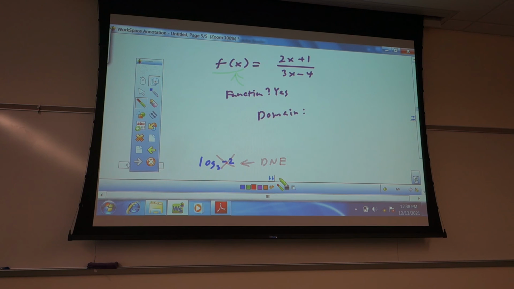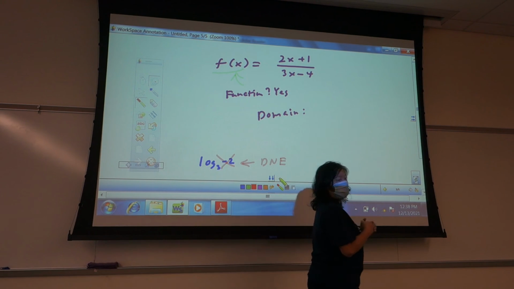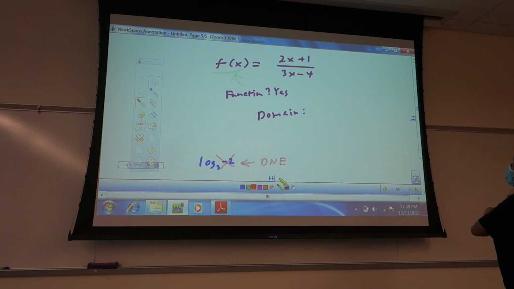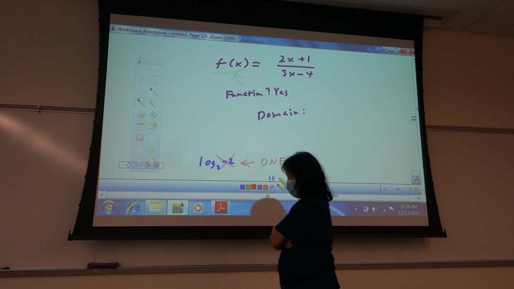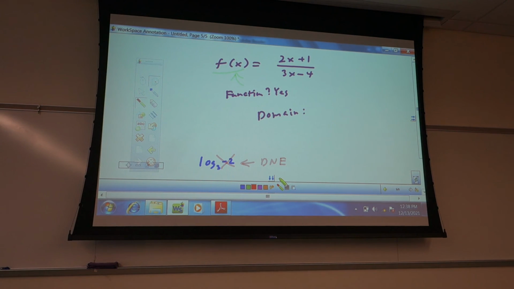So I'm not going to ask you those ones. However, I will expect you to know that you cannot take the square root of a negative number, and you cannot divide by 0. So here, do we have x in a square root? No. Are we dividing by x in some way? Yes. Okay, so make sure that you don't divide by 0. Everyone find that. So 3x minus 4 is not equal to 0.